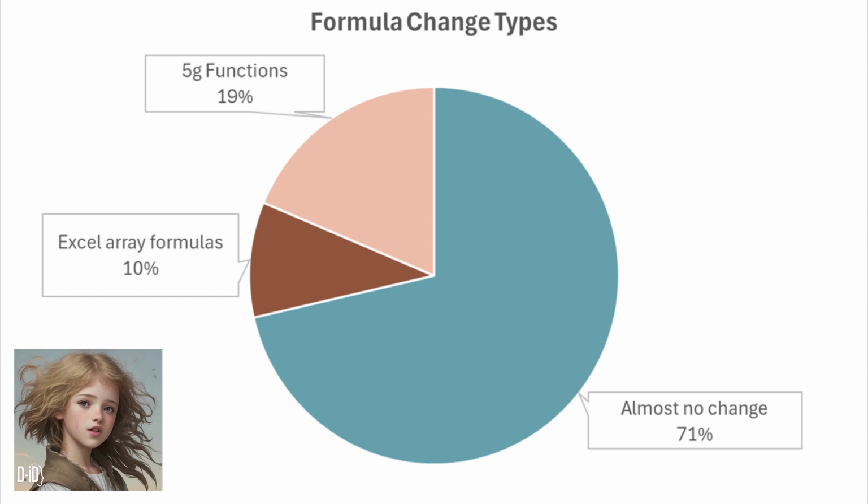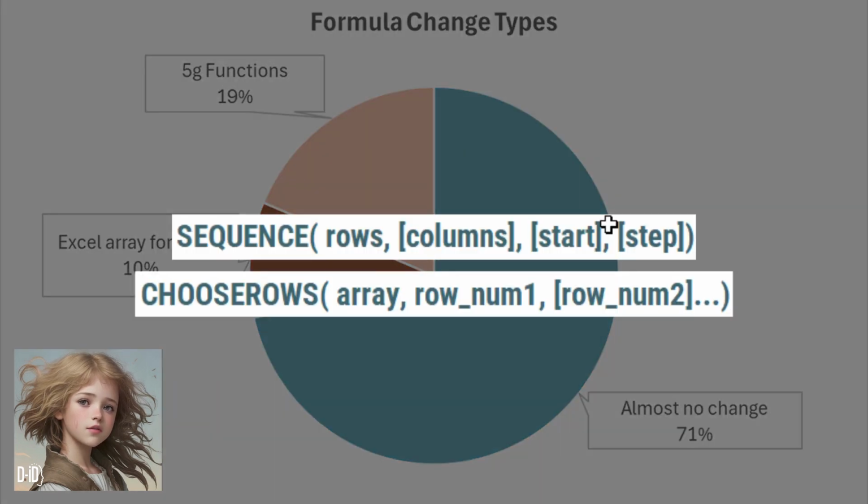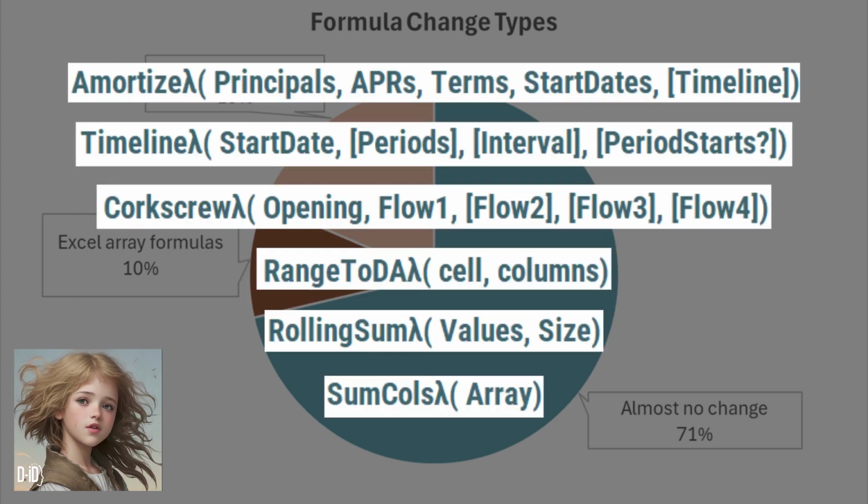Roughly 10% of the changes will require Excel's sequence and choose rows functions. The remaining changes will require 5G functions. 5G functions are much easier than the formulas they replace.